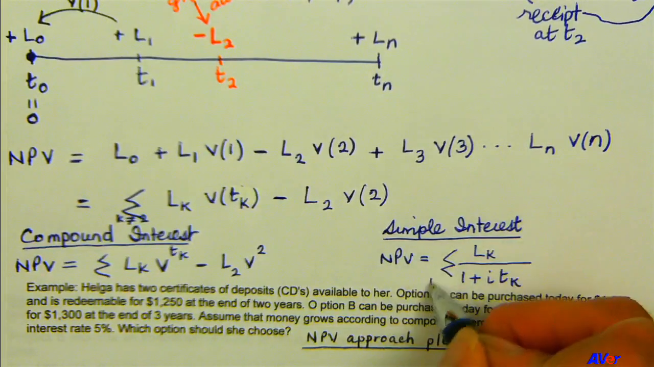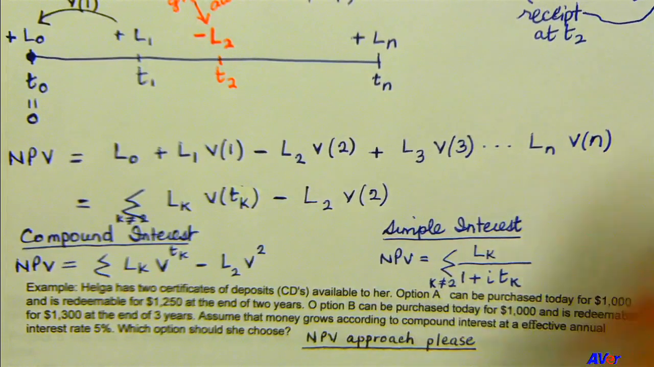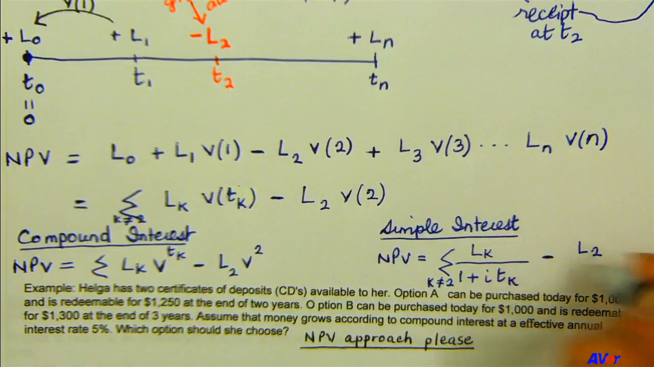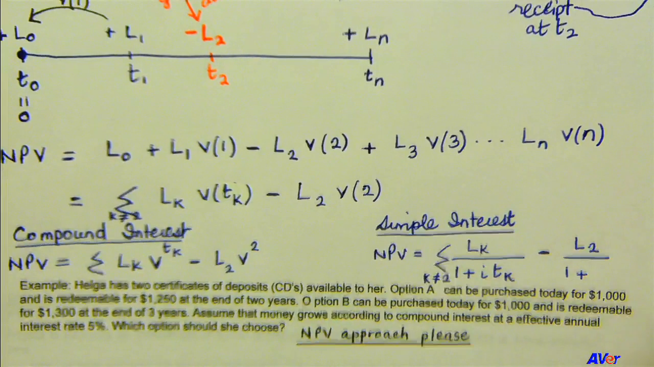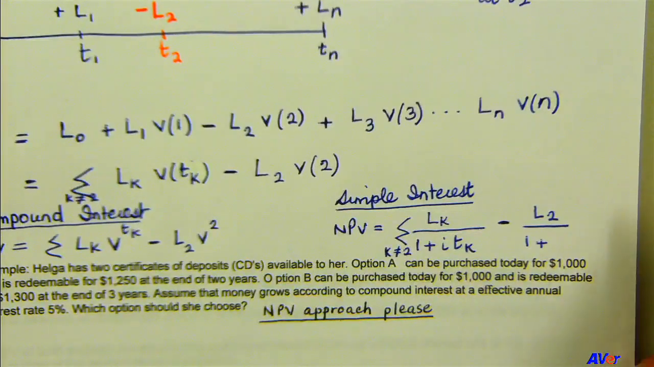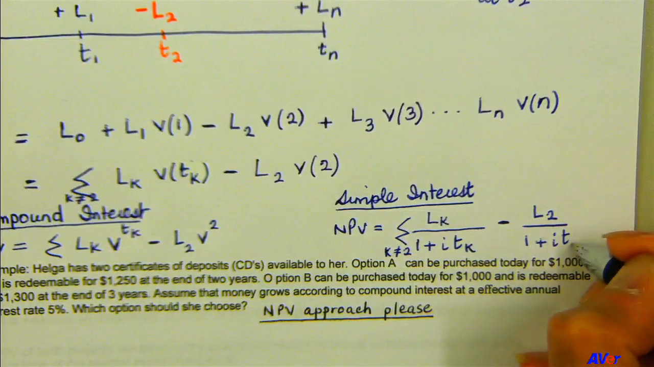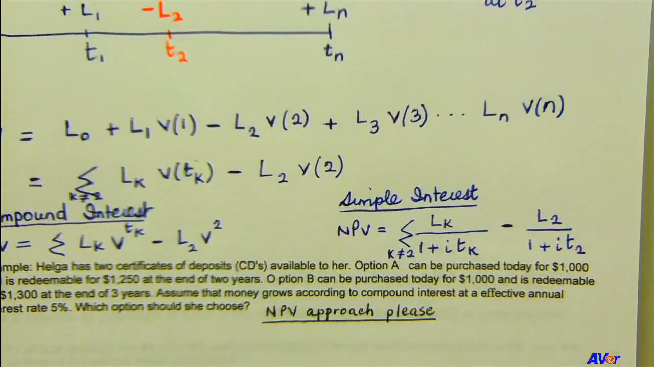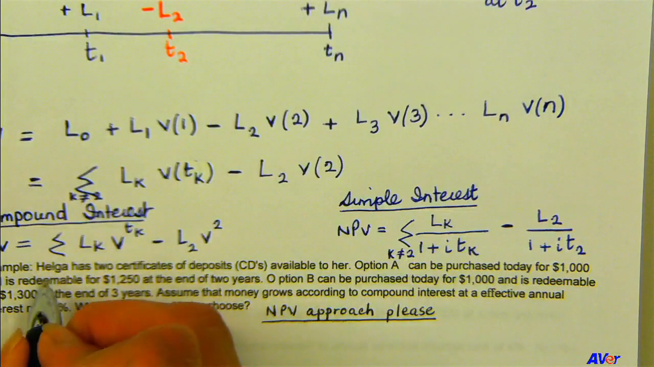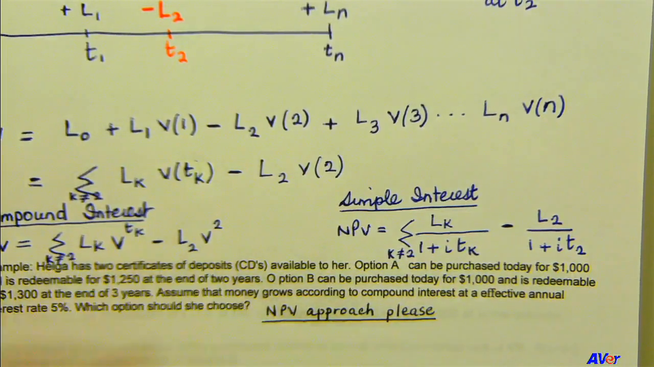All of these are positive for k not equal to 2, right? Minus L2 over 1 plus what? Can you finish up this expression? L2 over 1 plus I T of 2. I'm just saying it's negative at t equals 2. Is the compound interest that k is not equal to 2? Yeah, that's what I said right here. Oh, you want me to put it here? Sure. K not equal to 2.